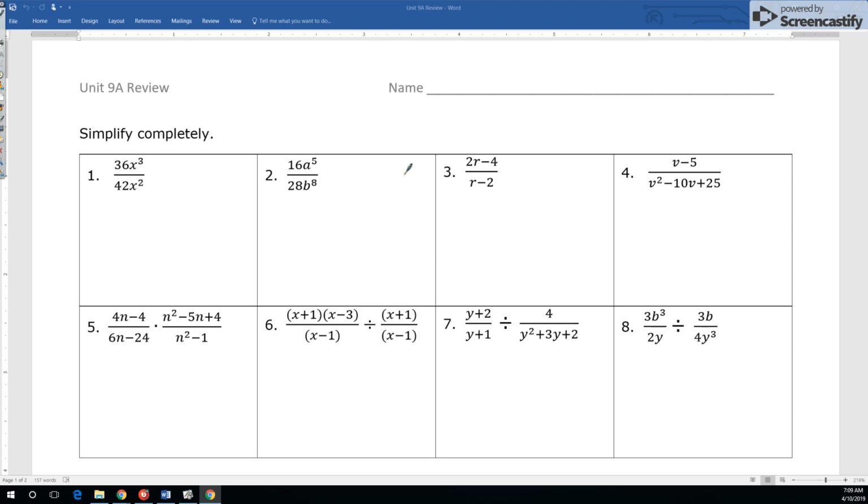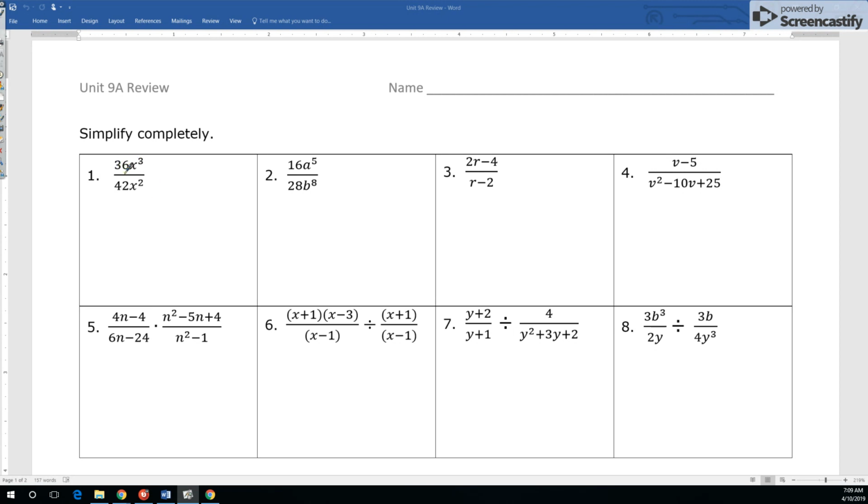Hi, everybody. This is the Unit 9A review. So, in this first section, we are simplifying rational expressions. First, we're going to start off with number one, and we only have monomials in our numerator and denominator. So, all we really need to do here is simplify our coefficients and then simplify our exponents.